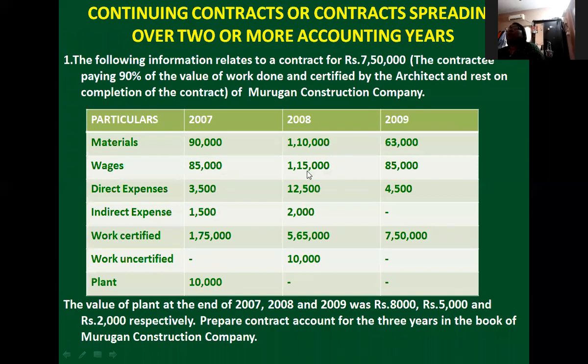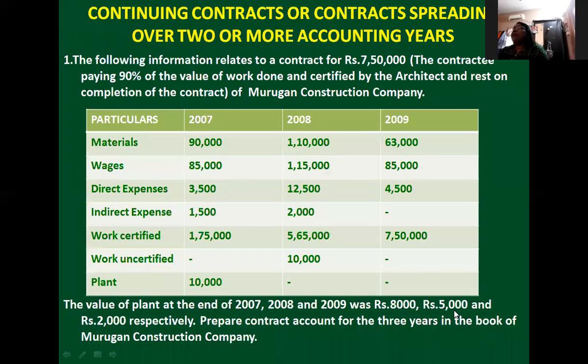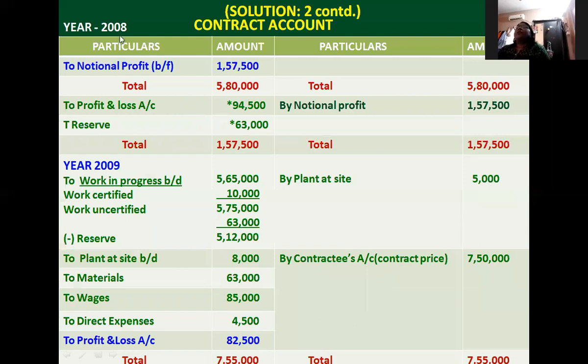For 2008, the materials value is 1,10,000, wages 1,15,000, direct expenses 12,500, indirect expenses 2,000, work certified 5,65,000, and work uncertified is also given. Based on this information, I debited all the expenses. On our credit side, plant at site was 5,000. That is, the closing value of the plant at site is given in the problem itself as 5,000. That amount only I brought over here. So by work in progress, I mentioned both work certified as well as work uncertified. And then look at the continuation on the next page, year 2008.